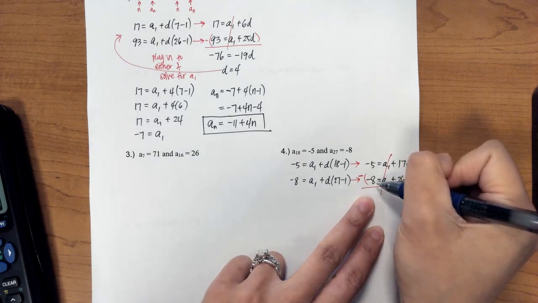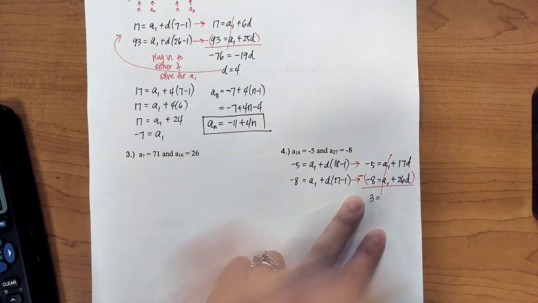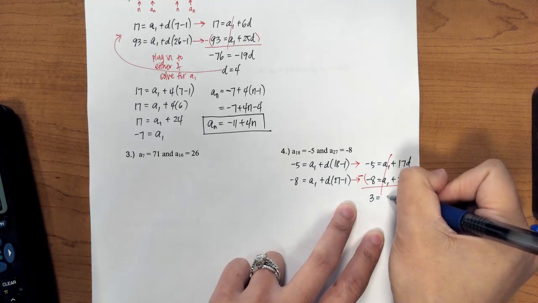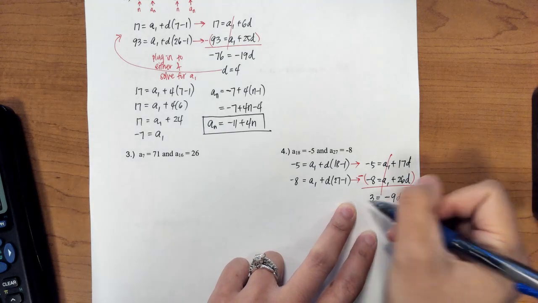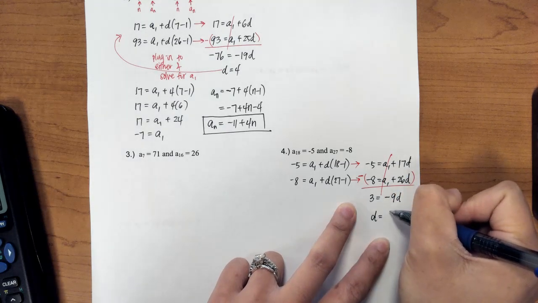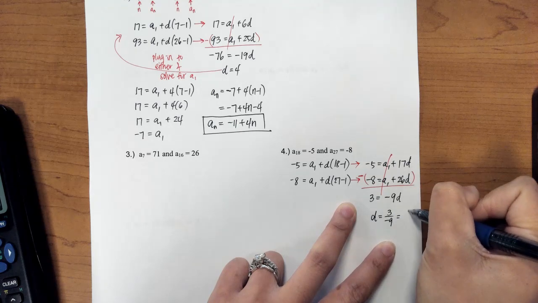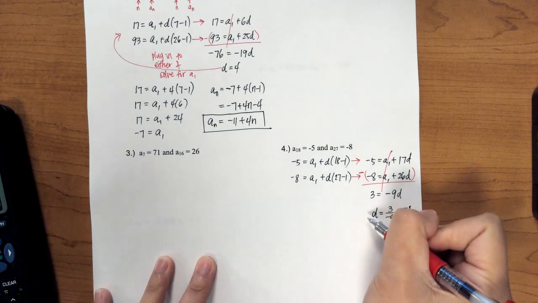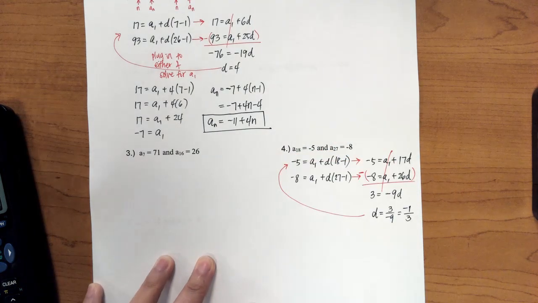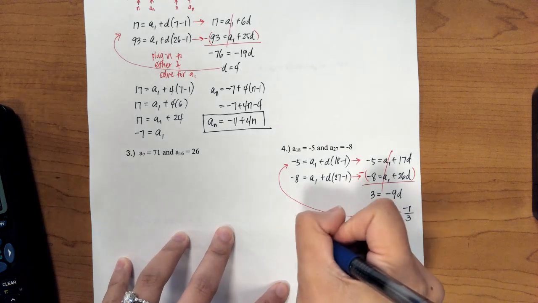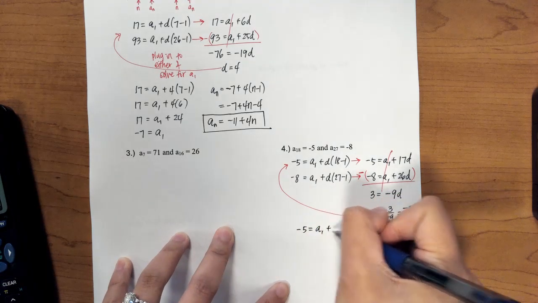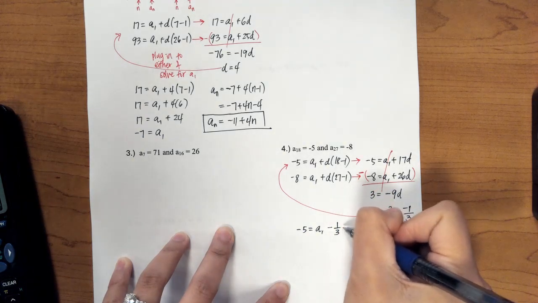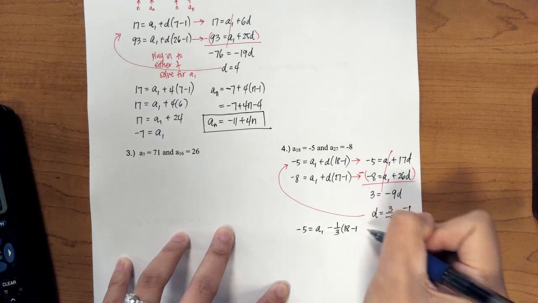So negative 5 plus 8 is 3. And then I'm just going to be sure. This will be negative 9d. So divide by negative 9, and d equals 3 over negative 9, which is the same as negative 1/3. Okay. Plug it in. A sub 1 plus, minus I should say, times 18 minus 1.